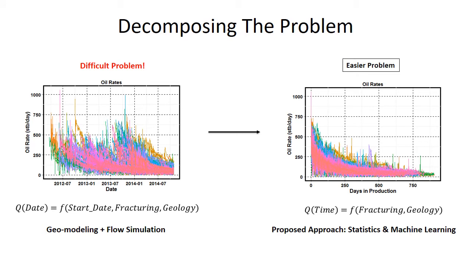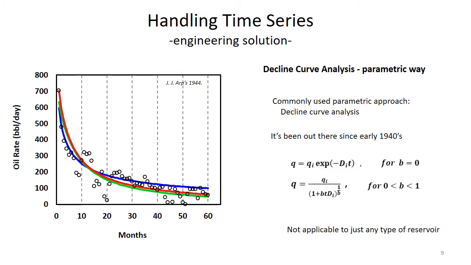So instead of the traditional geomodeling workflow, where we build models of geology and then we do flow simulation, we'll here do a different approach with statistics and machine learning. I just want to mention that people have looked at this in a different way as well. The traditional way of modeling decline in reservoirs in general is decline curve analysis. It basically means that we're going to assume a certain type of equation that we believe is a reflection of the bulk behavior of the system, and then fit certain parameters, such as what is the initial rate, and what are the decline parameters.